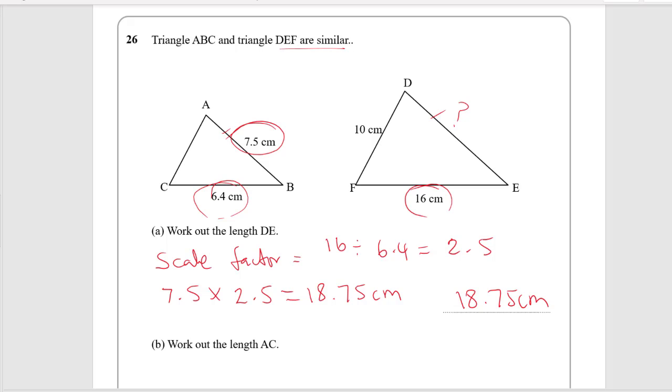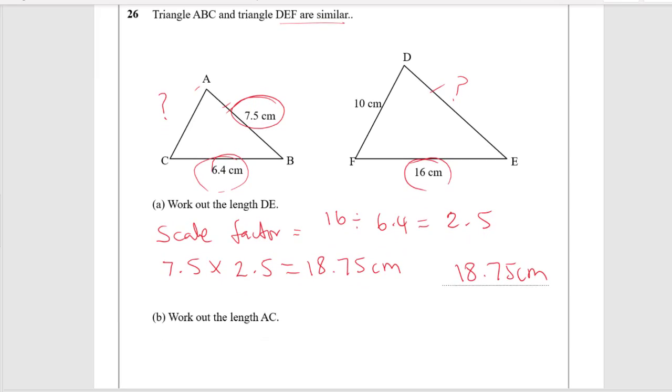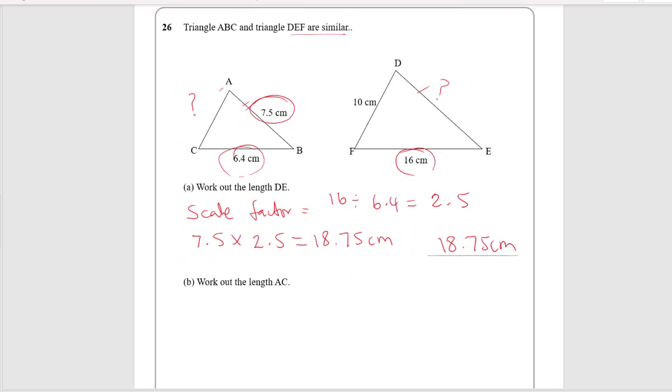Work out the length AC. Now we're going to work out the length AC, this length here on the smaller triangle. Now when you're working out a smaller shape missing length, that means you have to divide the bigger corresponding side by the scale factor. So the bigger side, which is DF, divided by the scale factor, which is 2.5, and that will give us AC, which is 4 centimeters, and that's the answer for this one.